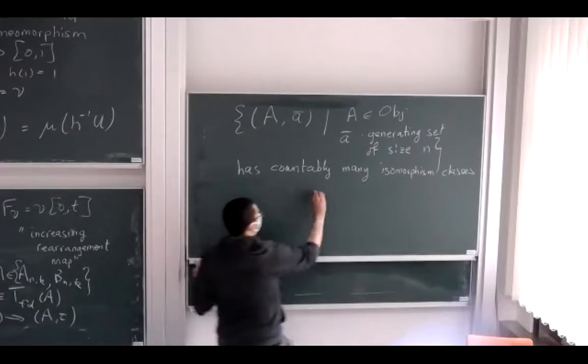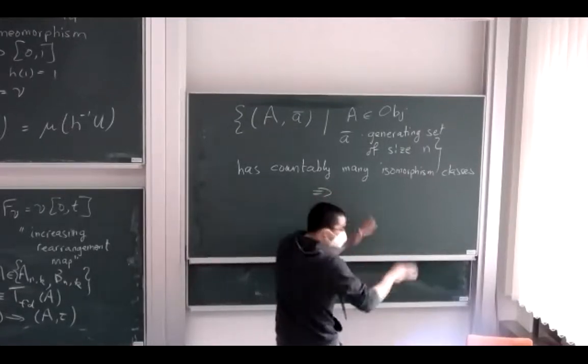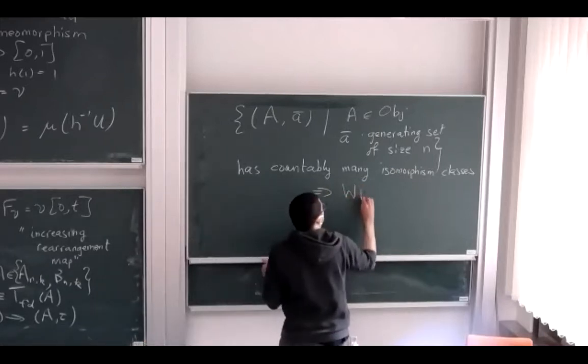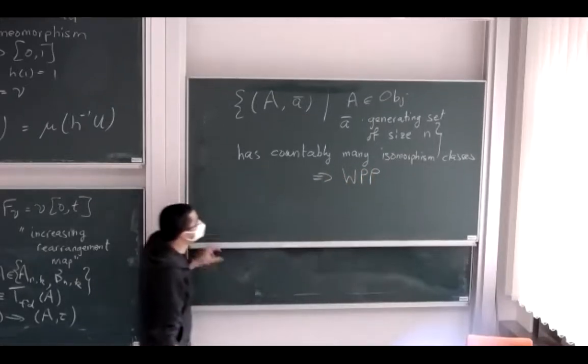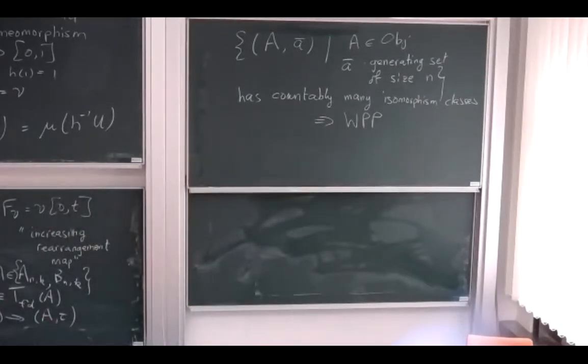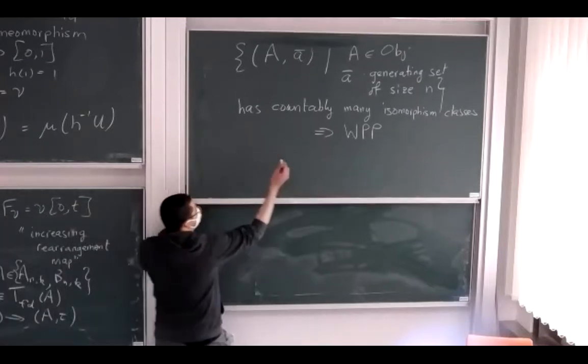And this, which I haven't actually told you exactly what the weak Polish property says, it's some kind of separability condition, but this applies. In fact, this also gives you the joint embedding property. So let me spell that one out for you.